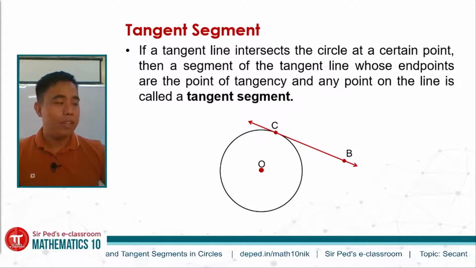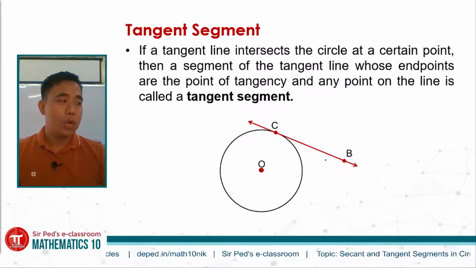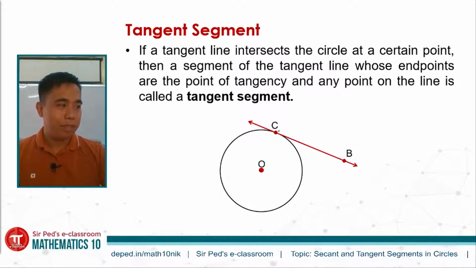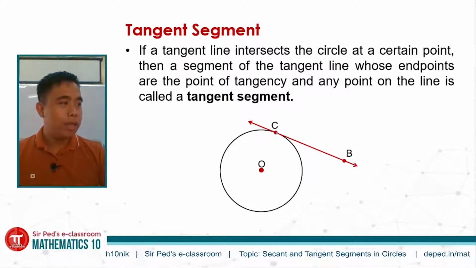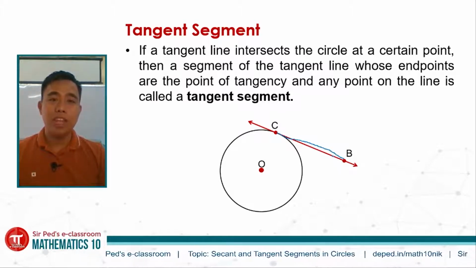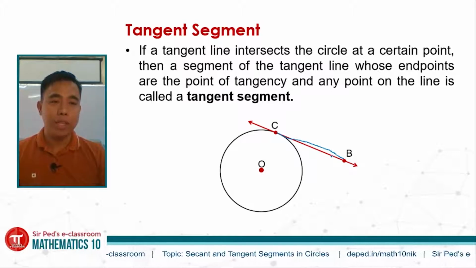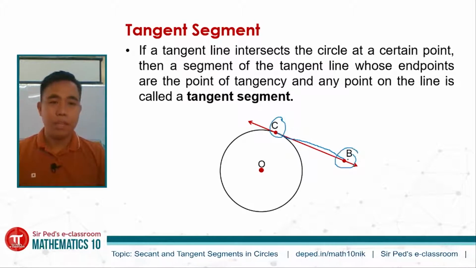In the figure, line CB is a tangent line to circle O at C. That's the point of tangency. Therefore, segment CB is a tangent segment whose endpoints are point C and point B.